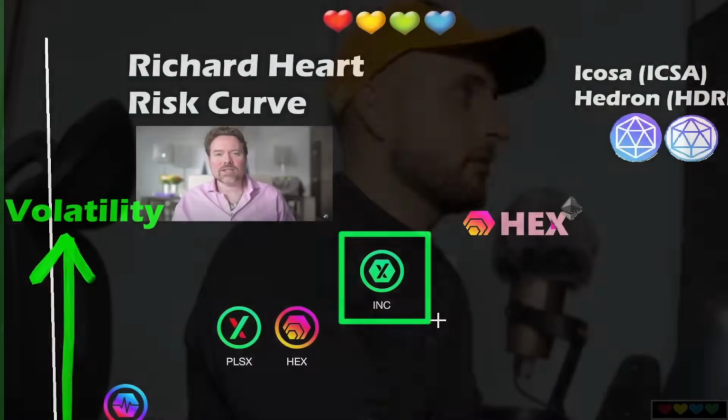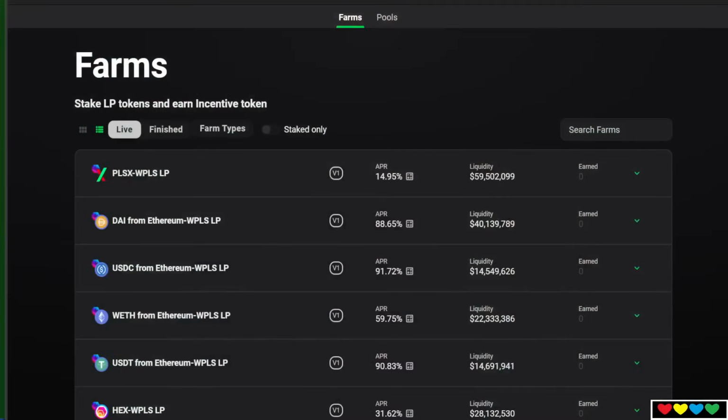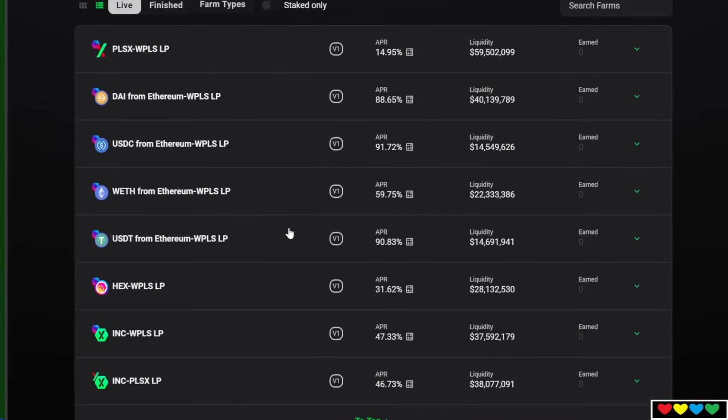You earn the INC from the yield farms, and boy, oh boy, those INC yield farms are juicy, friends. This is the PulseX yield farms itself. Here's the PulseX, this is the pHEX. The Pulse one is 31%, but the INC to Pulse is around 47%. INC to PulseX is around the same. So they are nice, especially when INC goes up, but they're all derived from the INC price itself.